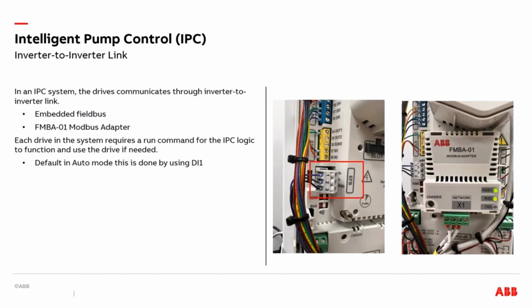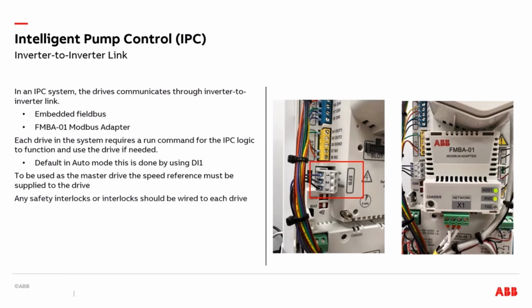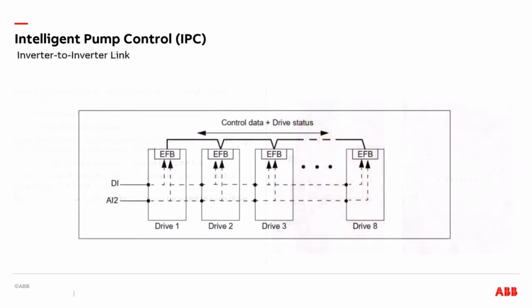It's done by using DI1. To be used as a master drive, the speed reference must be supplied to the drive. Any safety interlocks should be wired to each drive. The inverter-to-inverter link is done through the embedded fieldbus, and that's where control data and drive status are sent back and forth between the drives.